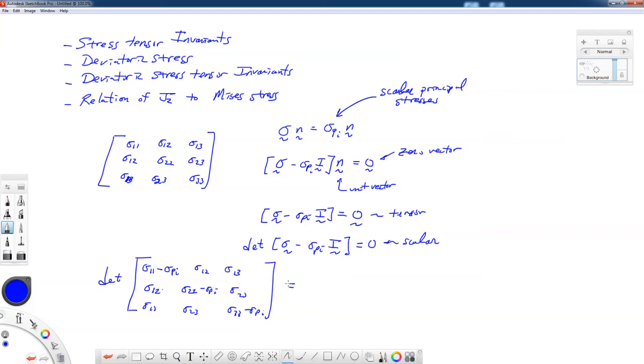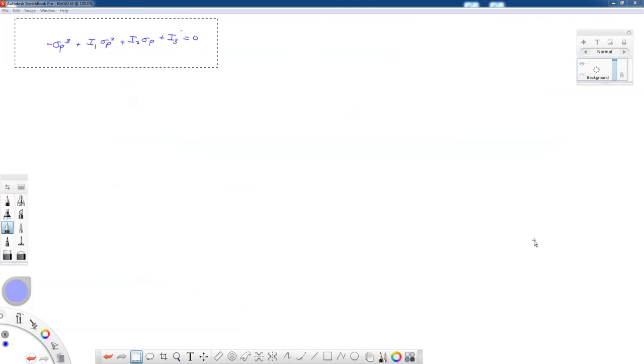And in developing that, we can come up with what's called the characteristic equation. It's going to be a cubic equation, and I'm going to write it in a particular way. We're going to talk about it. I'm going to write it as minus sigma p cubed plus I1 sigma p squared plus I2 sigma p plus I3 equal to 0. And again, hopefully this looks pretty familiar. Now I1, I2, and I3 are the invariants of the stress tensor.